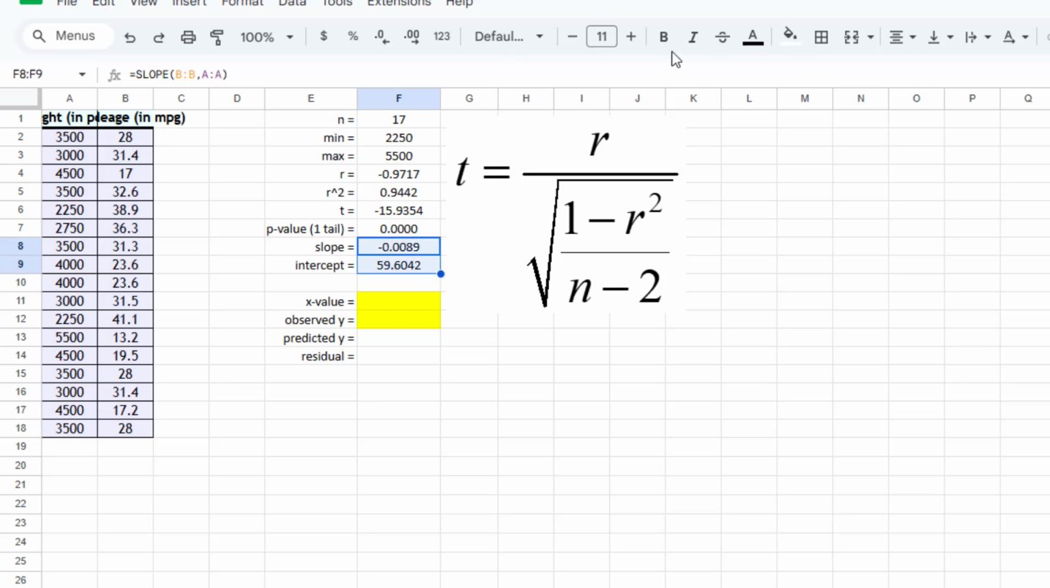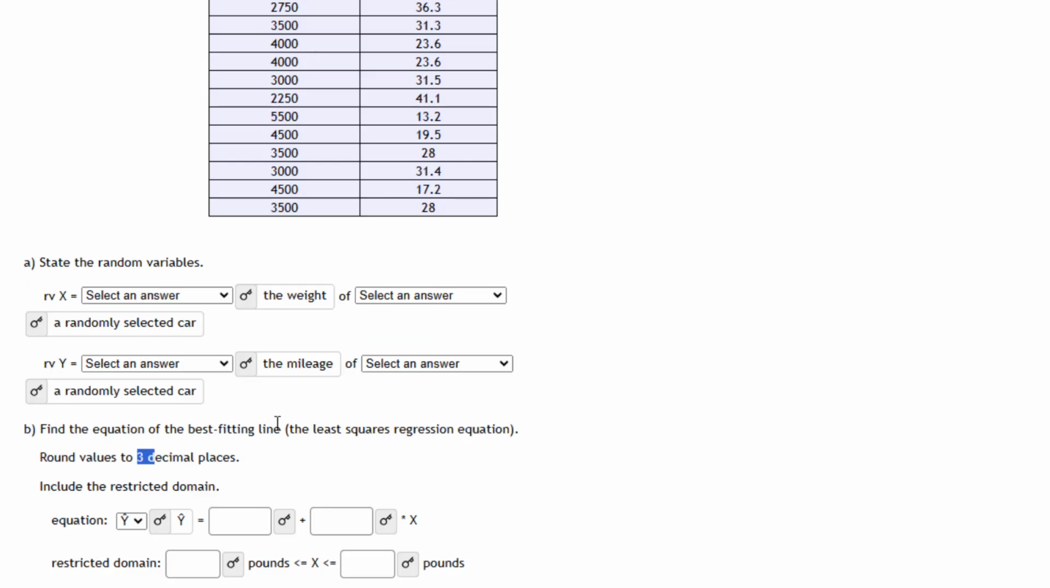Let's change both of these to 3 decimal places. So now we can get this one, and I know the other one is negative 0.009. So my intercept here and negative 0.009. And if we check it, same numbers.